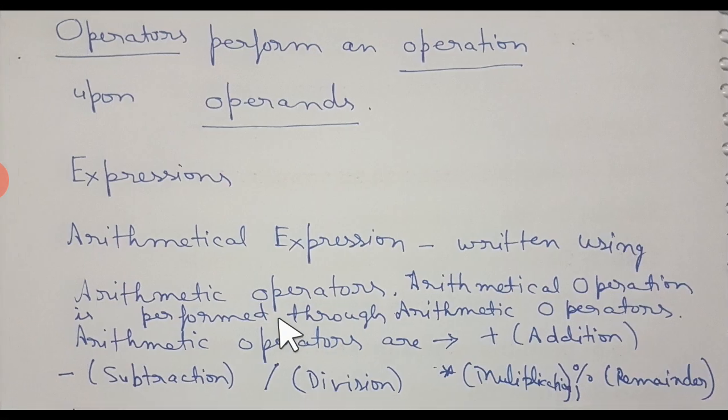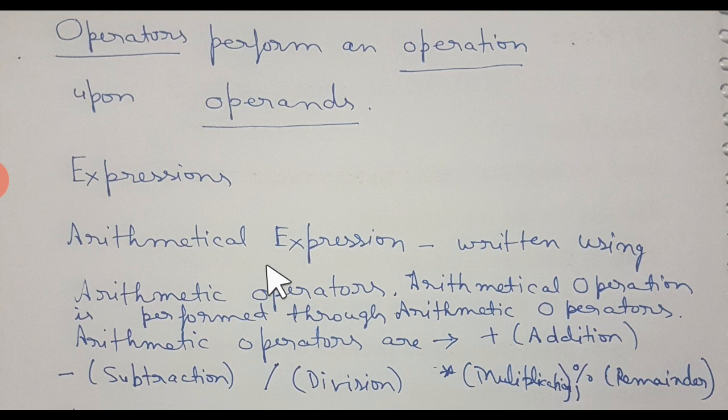Alright. Now students, operators perform an operation upon operands, and operands are there for the operation, meaning some operation is always performed upon the operands. So I hope the concept of expression, operator and operands is clear to you. Now we are going to talk about the different types of expressions. First one is arithmetical expression. So I hope you have an idea because we have already discussed it a bit.